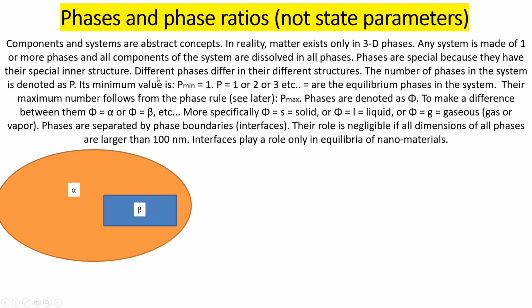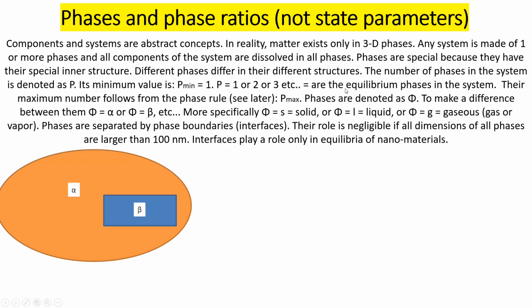The number of phases in the system we denote as P capital. Its minimum value is obviously 1, because if we have 0 phases, then there is simply nothing to study. It will be very important to understand whether we have 1 or 2 or 3, etc. phases in the system. But remember one thing: the maximum number of phases, P-max, which can coexist in the system in equilibrium, is limited by the so-called phase rule. The phase rule will be discussed later.